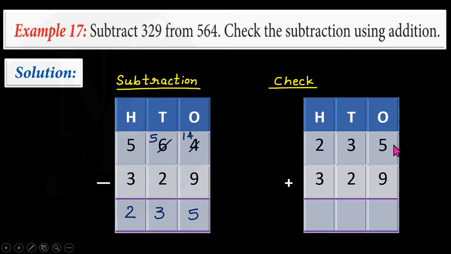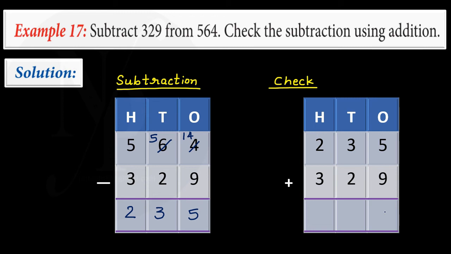Now let us add and see. If it is correct, when we add these two numbers we should get 564 here. Let us see whether we get it or not. So we add these numbers. We should add 5 and 9. So 5 plus 9 is how much? 14.